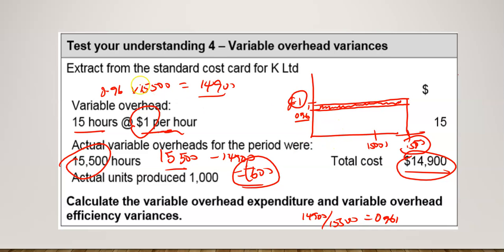Cool, great stuff. So complete this variable overhead one, get your answer, check it against the book, make sure you're comfortable with it, and then I'll see you in the next video where we start looking at fixed overhead variances. Again, I think these are all early variances of revision, but they're in the text. One has to do them, and then we'll take it from there. Okay, carry on.